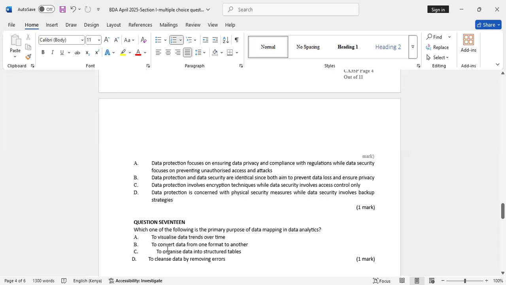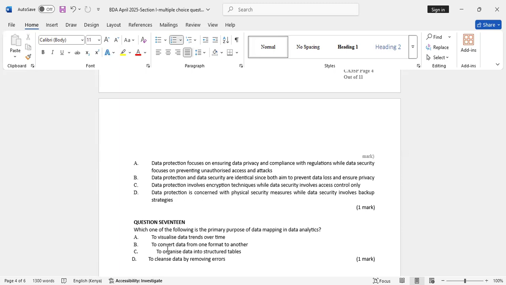B, data protection and data security are identical since both aim to prevent data loss and ensure privacy. That's not true because data protection is not all about privacy, but also about compliance with regulations. So B, I will eliminate it.